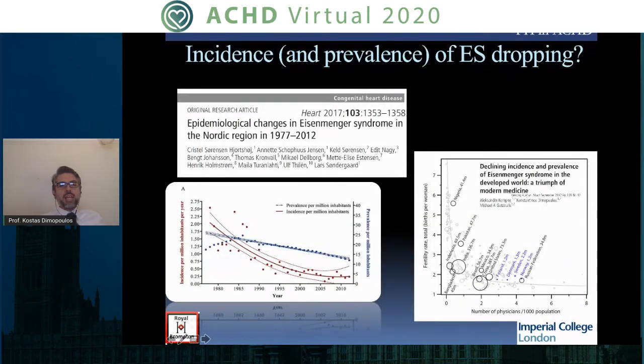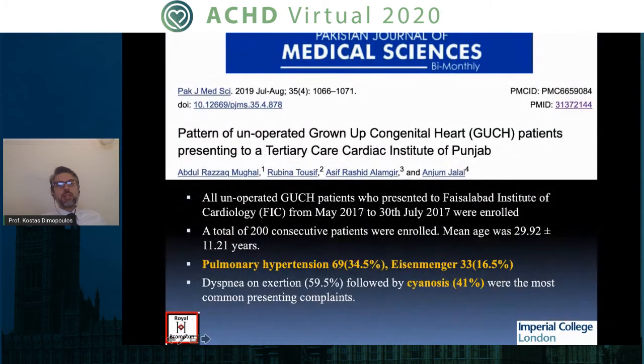Now, if you look at data from the Nordic countries, you can see that the incidence, and of course prevalence, of Eisenmenger syndrome is dropping in developed countries. Even though there is a plateau, I think we will still be seeing some Eisenmenger patients, the ones who miss their opportunity to be operated in a timely fashion. But also we need to remember that there are developing countries where the incidence and prevalence of Eisenmenger syndrome will be and remain much higher.